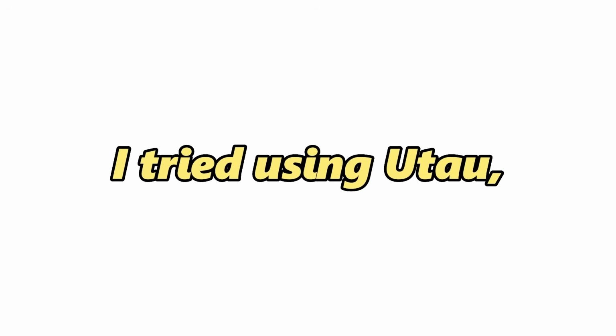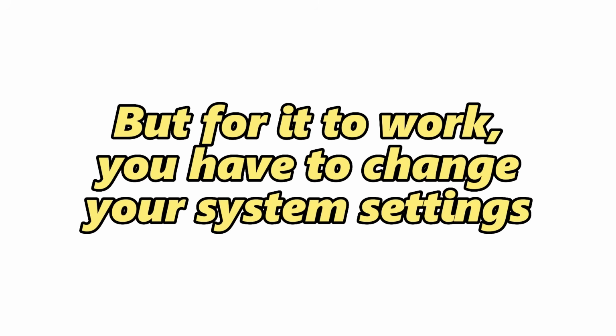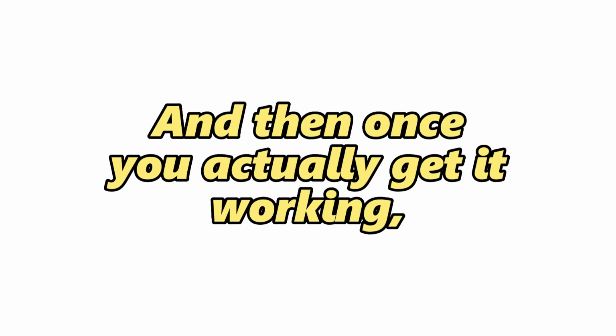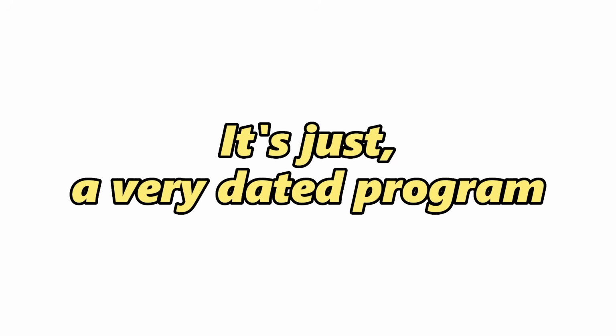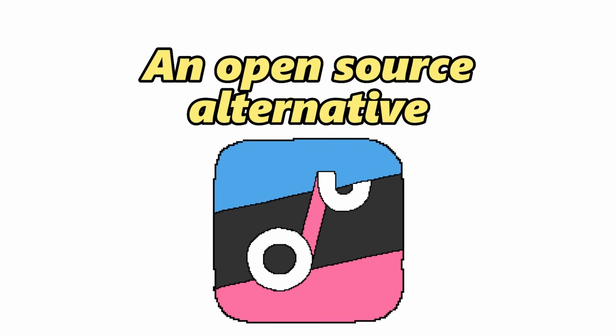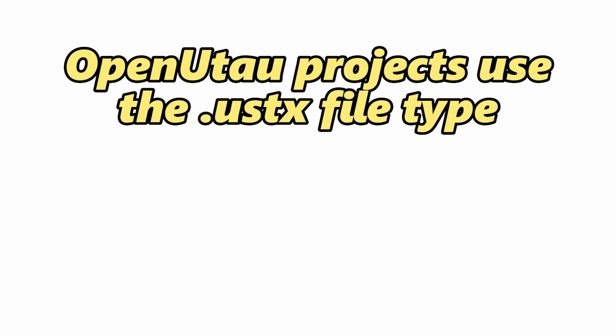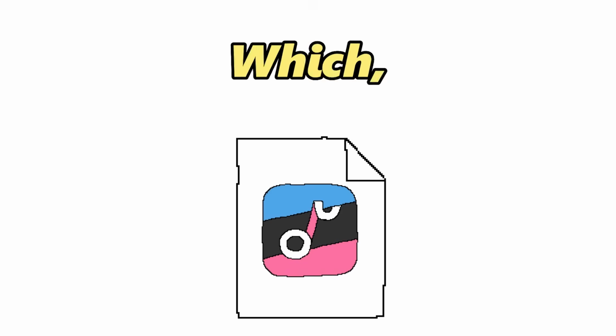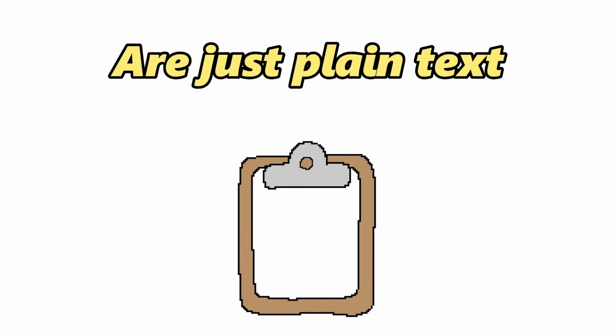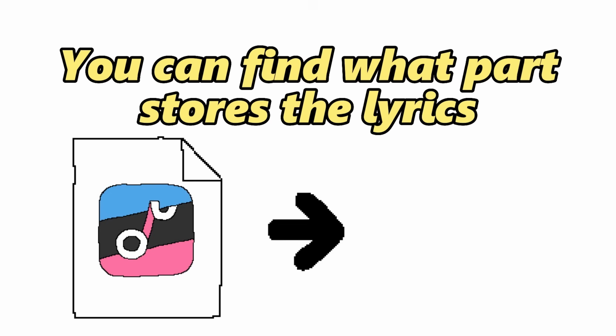I tried using UTAU, but for it to work you have to change your system settings so the Unicode can be rendered properly, and then once you actually get it working, it's just a very dated program. Instead, we're going to be using OpenUTAU, an open source alternative to the original UTAU software. OpenUTAU projects use the USTX file type, which, upon closer inspection, are just plain text. Skimming through the file, you can find what part stores the lyrics.